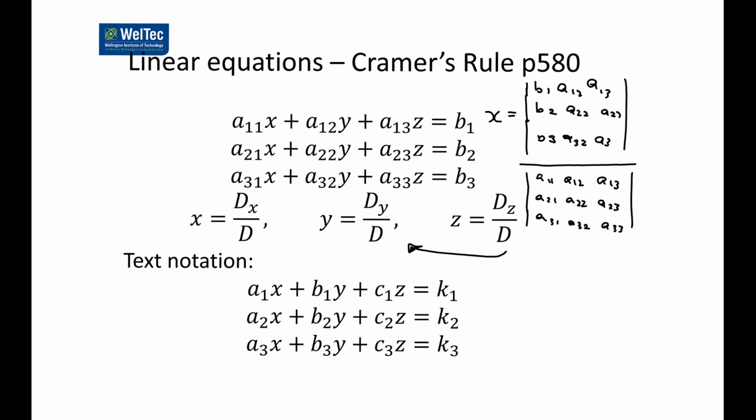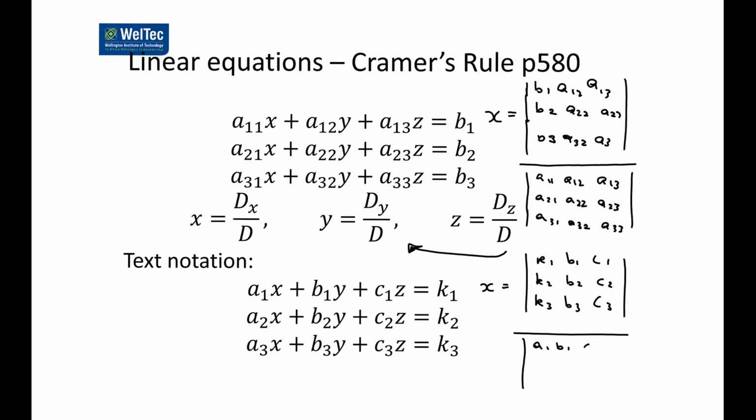If we're going to use the slightly different notation, then x would equal the determinant of k1 b1 c1, k2 b2 c2, k3 b3 c3 over the determinant of a1 b1 c1, a2 b2 c2, a3 b3 c3, etc.